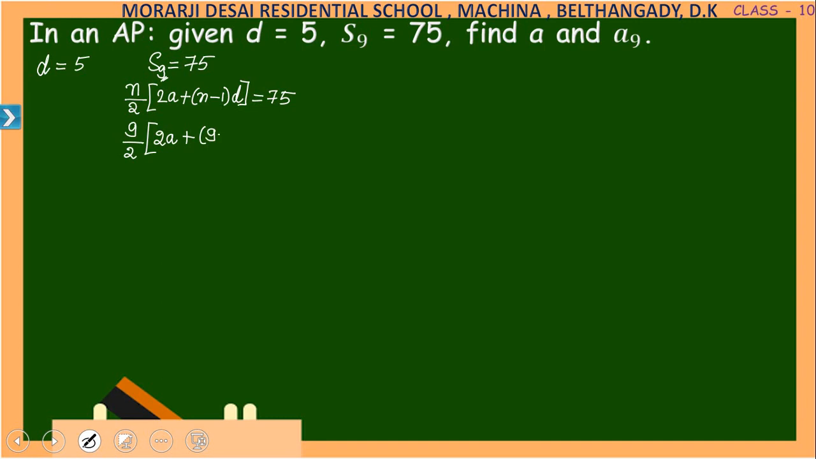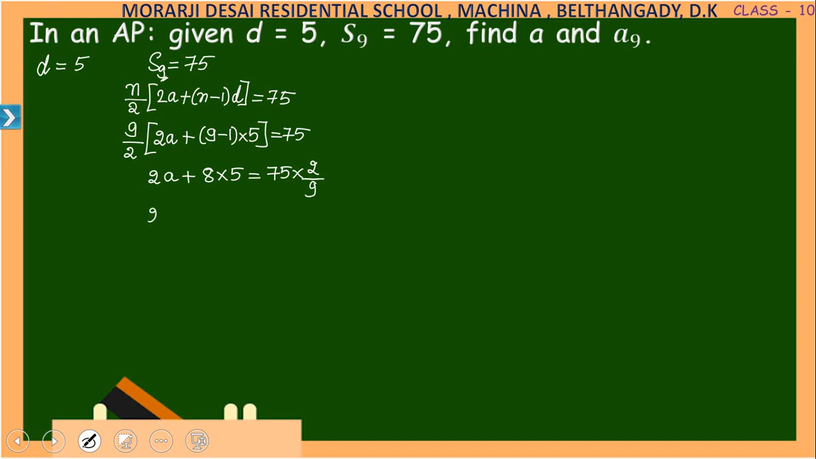So (9 minus 1) into d, d is 5, is equal to 75. Take 9 by 2 to the right hand side. Here 2a plus (9 minus 1) is 8 into 5 is equal to 75. If I take 9 by 2 to the right side, that becomes 2 by 9 into 2 by 9.